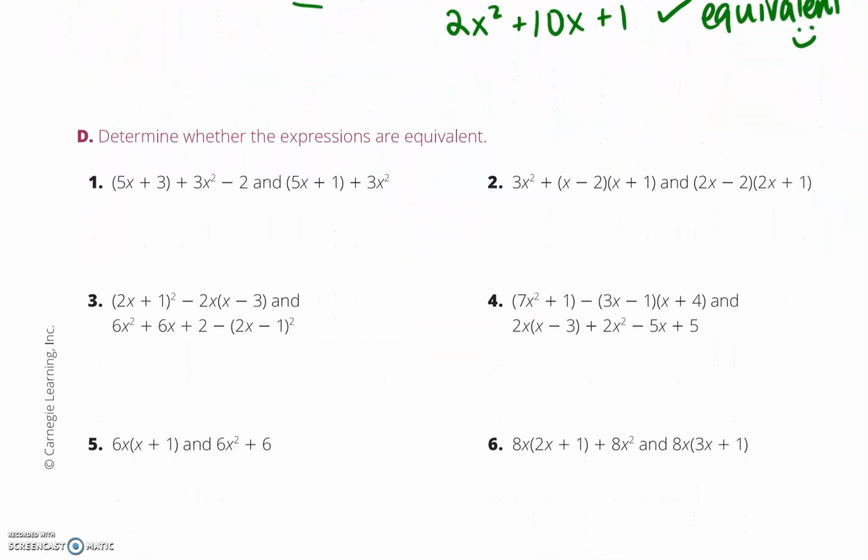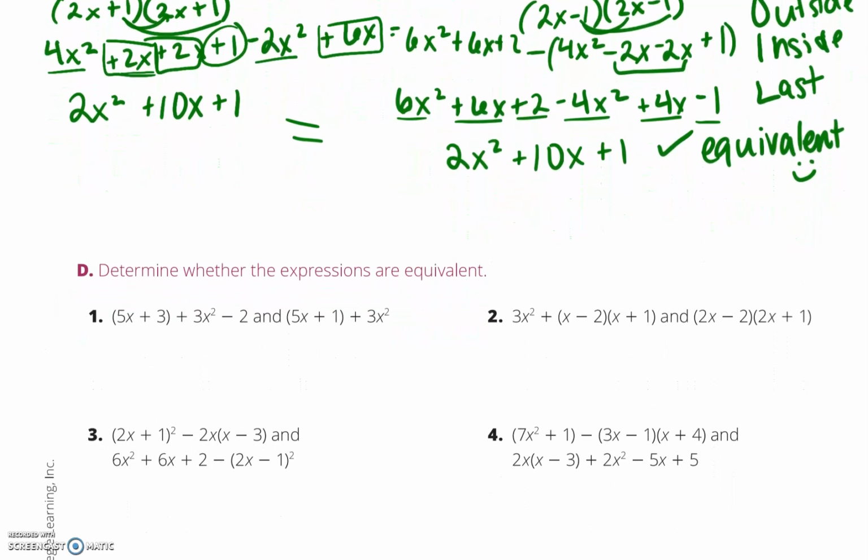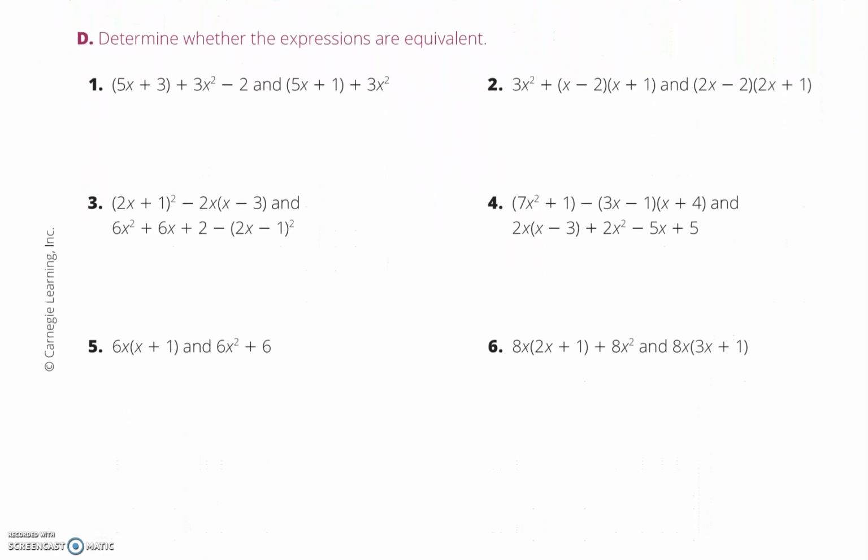All right, I would encourage you to pause that and write that down. Okay, and let's take a look at the very last one. Number 5. We have 6x times the quantity of x plus 1 and 6x squared plus 6. So I'm going to distribute that. 6x times x would be 6x squared, and then 6x times 1 would be plus 6x. And then what I have on the right hand side can't be simplified, or it already is simplified.